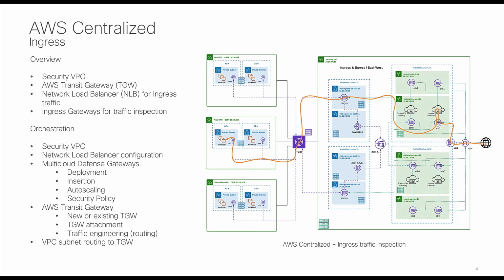But if you look at this particular architecture, we define the complete security VPC. When I say define, we orchestrate the complete security VPC, we orchestrate the network load balancer configuration, and we add new gateways whenever and wherever these gateways are required. You can control your security policy directly from your SaaS portal. In addition to that, we also orchestrate configuration on the transit gateway.